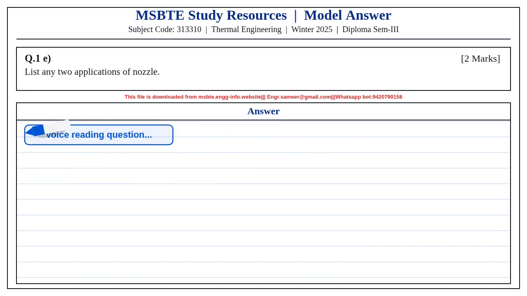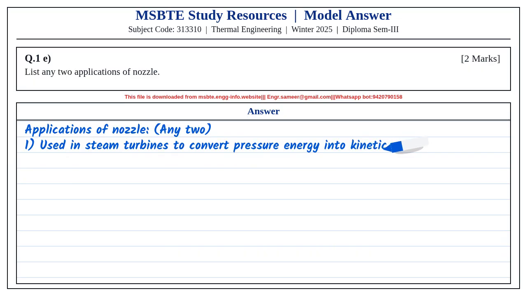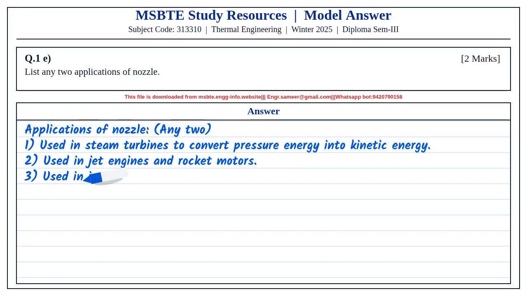Question 1e. List any two applications of nozzle. Applications of nozzle are: it is used in steam turbines to convert pressure energy into kinetic energy. It is used in jet engines and rocket motors. It is also used in injectors and flow measurement devices. Any two applications are sufficient.